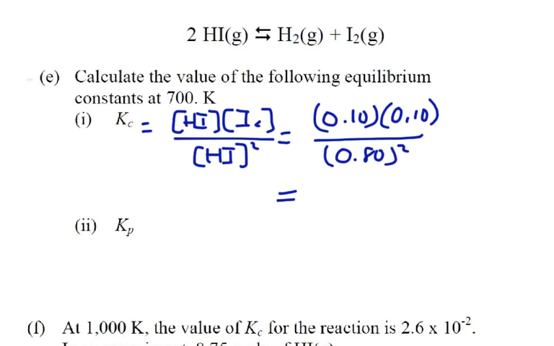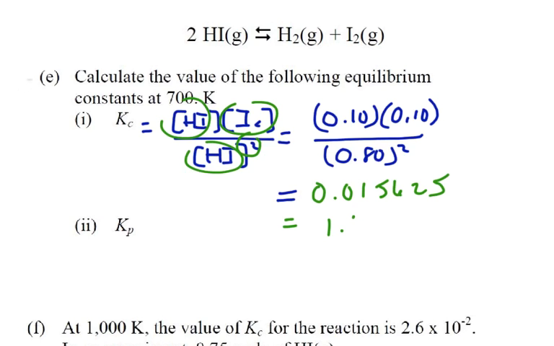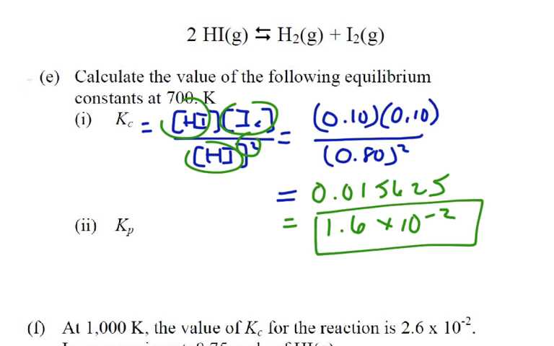So far, so good. Now part E, calculate the value of the following equilibrium constants. So Kc, now we know Kc from before. Okay, Kc is H2 concentration times I2 concentration over HI concentration squared. Substitute in our values, and when we do that, I get a value of 0.015625. Now this would be a convenient time to put this in scientific notation. So I'd say 1.6, because it's 5/6, times 10 to the negative 2. And I round it off to 2 significant digits because all our concentrations are 2 significant digits.